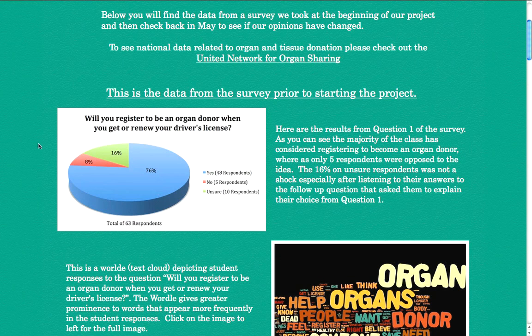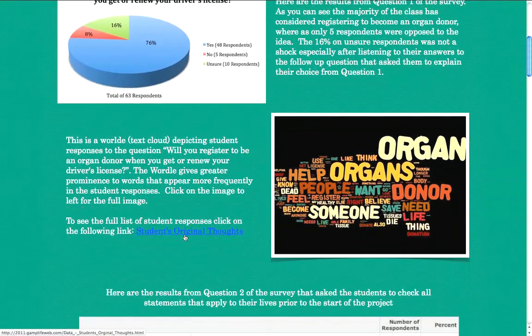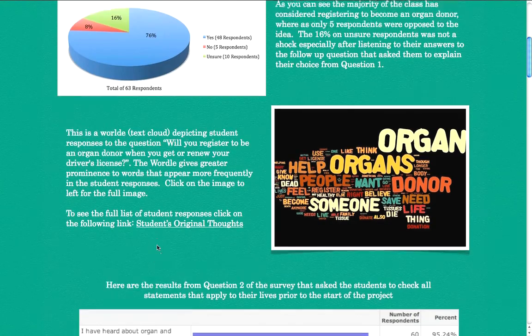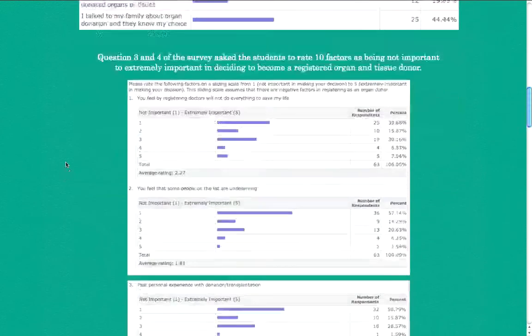And before even knowing anything about organ and tissue donation from the project, 48 out of 63 students said that they would register. Five students said no, and 10 students, or 16%, were unsure. And what we have here is, if you click here, these are the original responses from the students on why they wouldn't necessarily register to become an organ donor. Here we have some more questions that kind of relate to their lives and what they knew about organ and tissue donation, as well as down here.